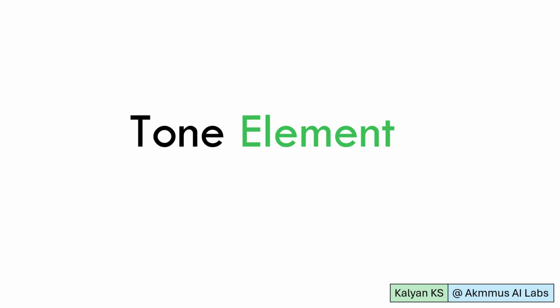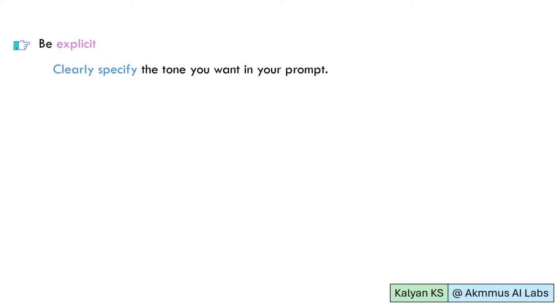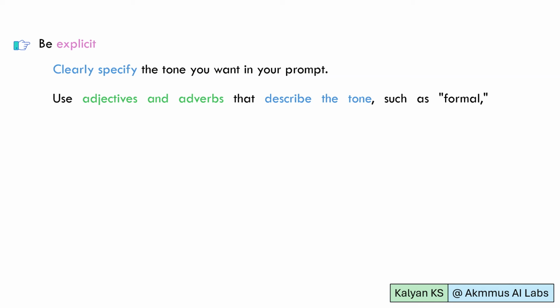Now, let us see how to craft the tone element. The tone element specifies the style in which the output should be generated. Here are some of the tips to effectively craft the tone element. The first one is, be explicit. Clearly specify the tone you want in your prompt. Use adjectives and adverbs that describe the tone, such as formal, casual, humorous, serious, friendly, or authoritative.